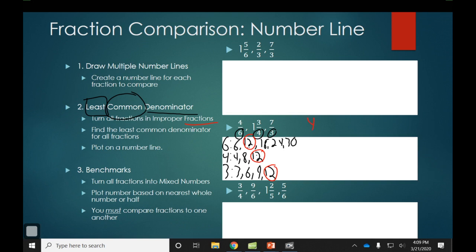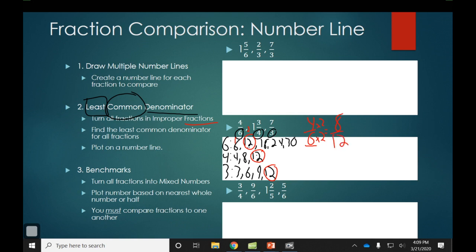So we have 4 over 6. What do we have to multiply it by in order for this bottom number to become a 12? Well, you count how many steps it took to get there. This is 1, this is 2, right? The second step, so you multiply that by 2. This becomes 8 over 12.